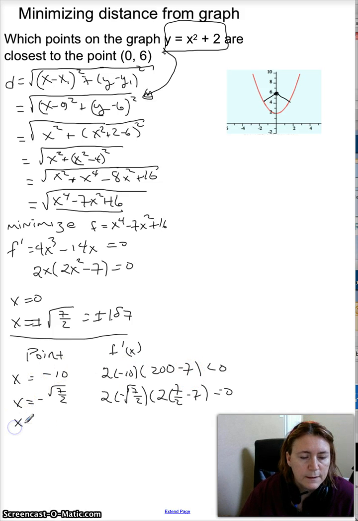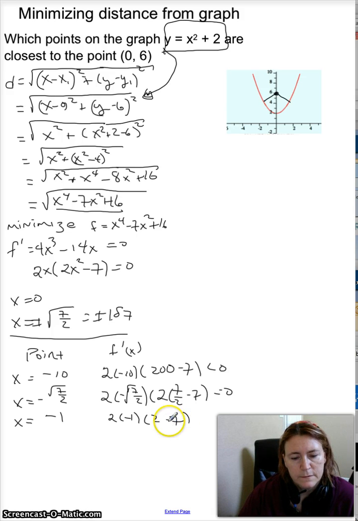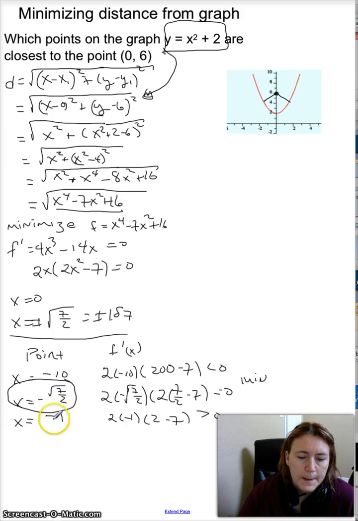Next, let's pick a number between negative square root of 7/2 and 0. So let's try negative 1. So this is 2 times negative 1 times 2 minus 7. So this is negative times negative, so this is positive. So we see right here, we have a min at x equals negative square root of 7/2 by the first derivative test. All right, so now let's look at x equals 0. Then the first derivative is 0.